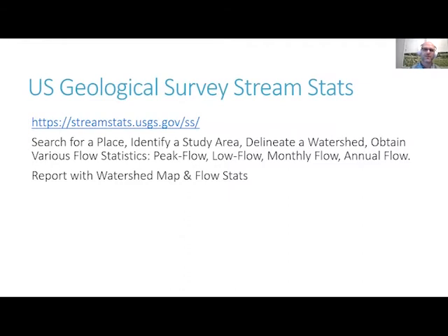The USGS also has a website called StreamStats, and StreamStats is really cool. You can search for a place, identify a study area, delineate a watershed, and then they have different reports where you can generate estimated flow statistics, such as peak flow or low flow, monthly flow, annual flow. You can generate a watershed map and some flow statistics.